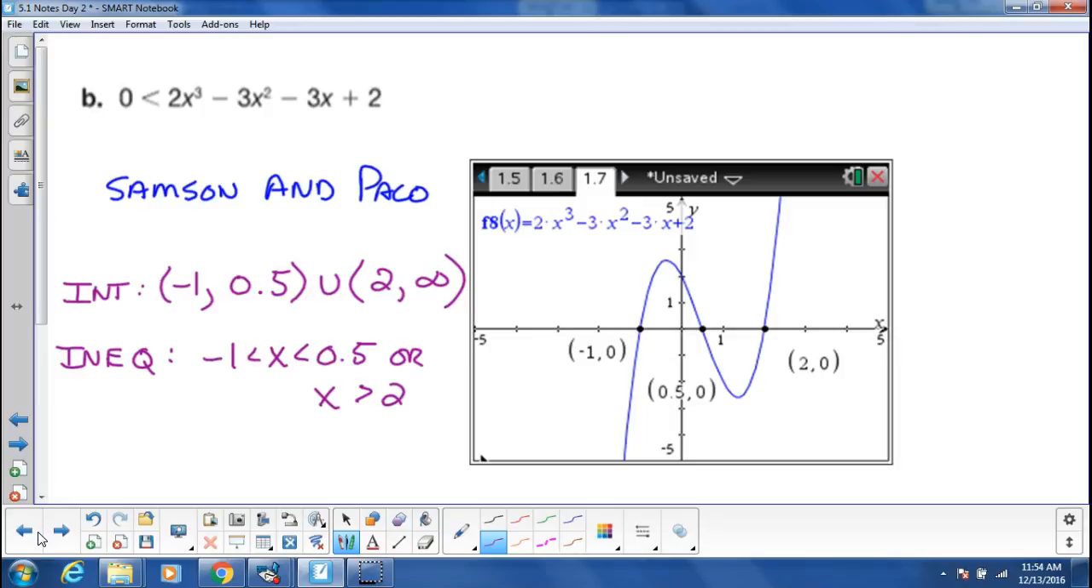The problem is saying 0 is less than. So I can't use brackets because it's just less than, it's not less than or equal to. So I need to use parentheses in my interval notation. And the function needs to be bigger than 0, so I'm looking for where the function is above the x-axis. And it's above the x-axis from -1 to 0.5 and from 2 to infinity.